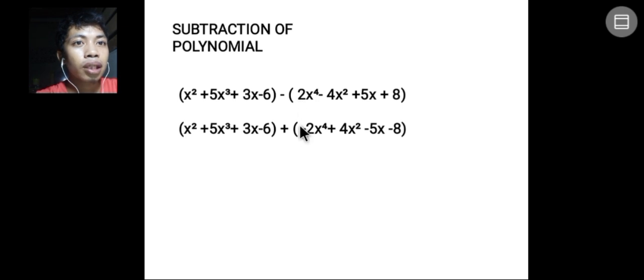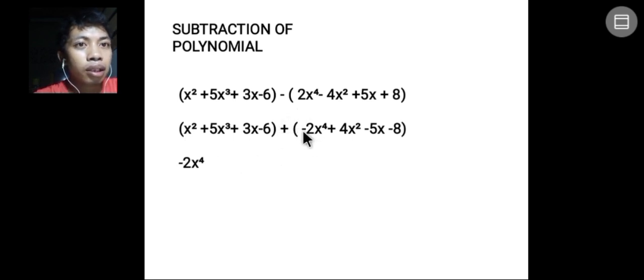From positive to negative, then from negative to positive because negative times negative is positive, then from positive to negative because negative times positive is equal to negative. Then after that we need to change the sign here from negative to positive because we already distributed the negative sign inside the polynomial, inside this expression, so that we can combine like terms.